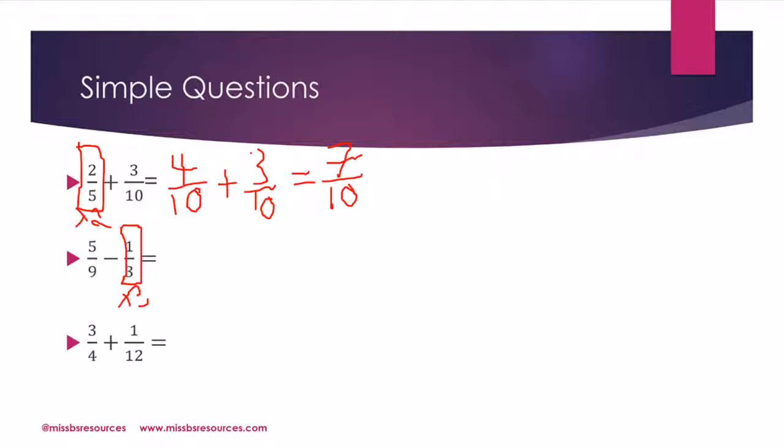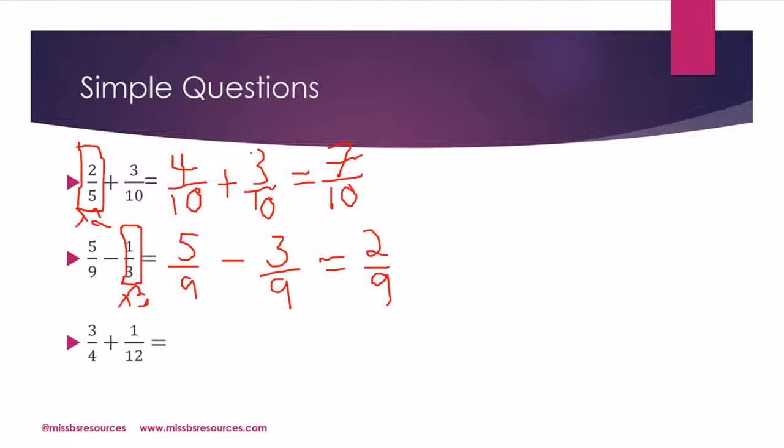So 1 times 3 is 3, and 3 times 3 is 9. 5 ninths take away 3 ninths is 2 ninths. We're on a roll. Last but not least, 3 quarters, add on 1/12.